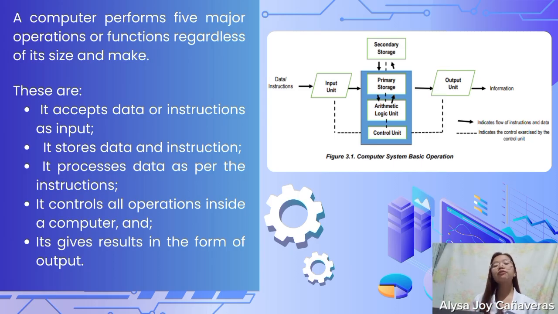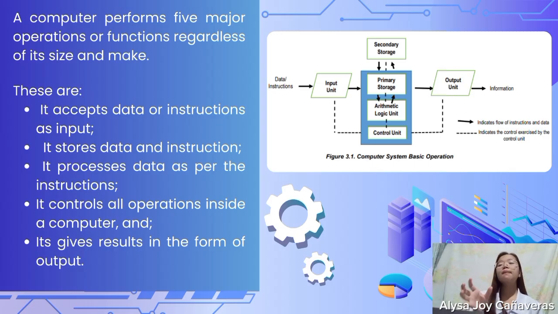A computer performs five major operations or functions regardless of its size and make. So regardless of the model or the brand, a computer equally performs five major operations. These are: it accepts data or instructions as input, it stores data and instructions, it processes data as per the instructions, it controls all operations inside a computer, and it gives results in the form of output.